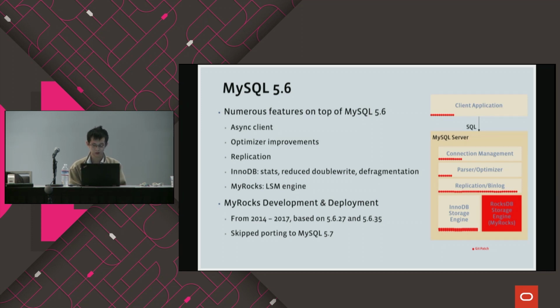For about 3 years, the team has been working on developing and deploying MyRocks at our company. Because of that, we actually skipped porting to 5.7. And that's why we have to port across 2 major versions. The picture on the right basically shows roughly how many patches we have in each of the areas in the server. By the way, this is all on GitHub, so anyone can follow along on the work that we've been doing.